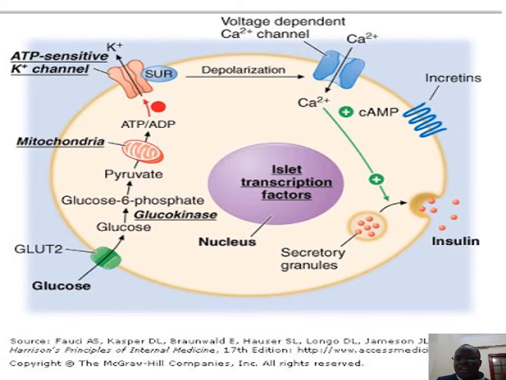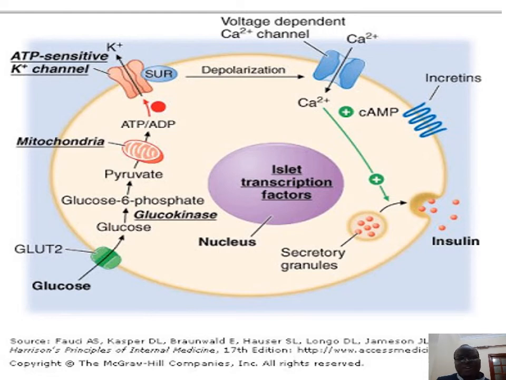Then you have other hormones and other ligands that can also work via the G protein coupled receptors. So you can see the incretins, the G protein coupled receptors that can increase the cyclic AMP, and this can also bring about exocytosis. So there are certain hormones that can increase exocytosis of insulin. So you will see the relationship of other hormones that can increase the secretion of insulin.